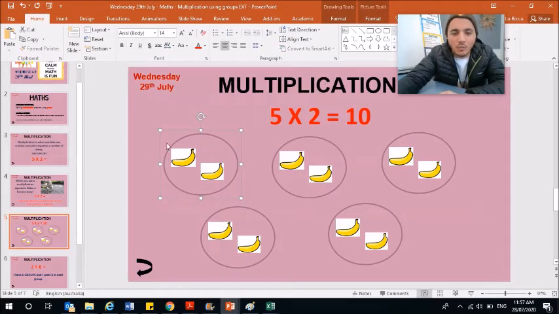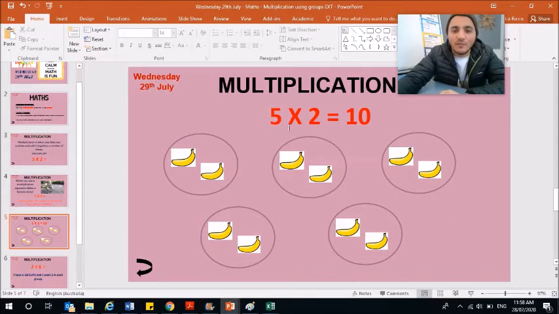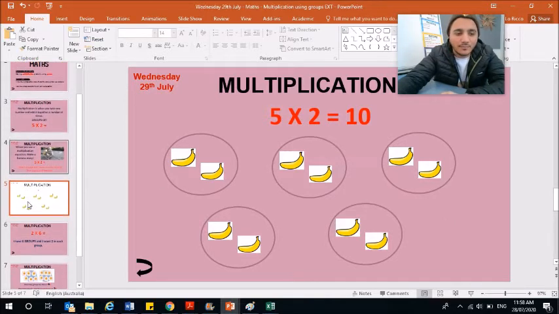How many groups do I have? 1 group, 2 groups, 3 groups, 4 groups, 5 groups. And there are 2 in each group. 1, 2, 1, 2, 1, 2, 1, 2, 1, 2. If you can count by twos, that makes it even easier. Let's count them, and your answer is what you get all together. 2, 4, 6, 8, 10. So 5 times 2 equals 10, or 5 groups of 2 equals 10.